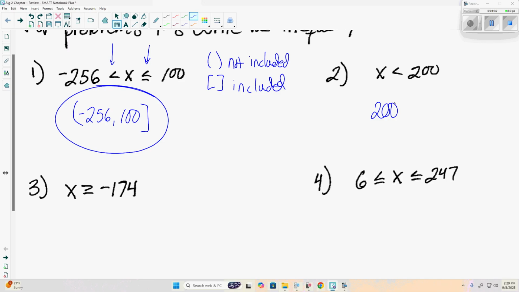Now, if x is greater than, it's bigger than 200, we would be going to infinity. If x is less than 200, we're going to negative infinity. So is x bigger or smaller than 200? Smaller, so we're going to negative infinity. Now, infinity and negative infinity will always have a parenthesis. The 200, is it equal to it? No, so it also has a parenthesis. And that is it.